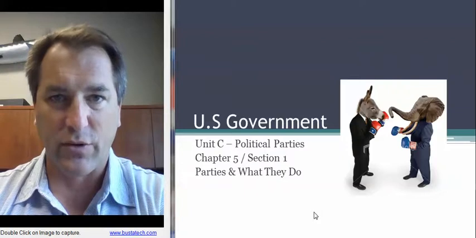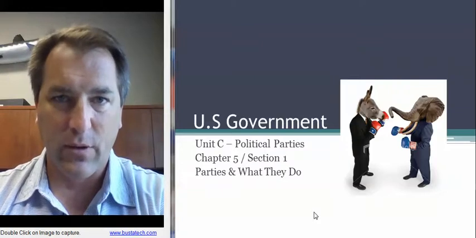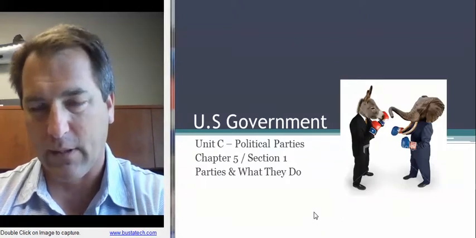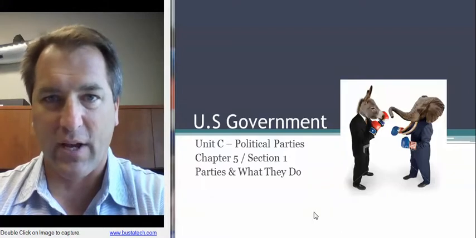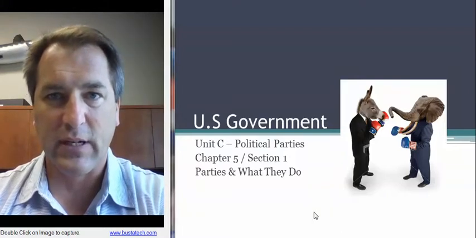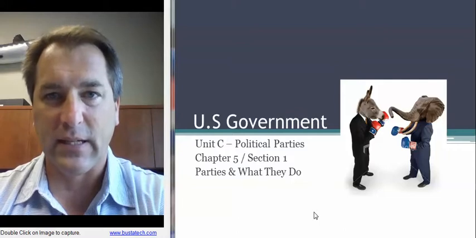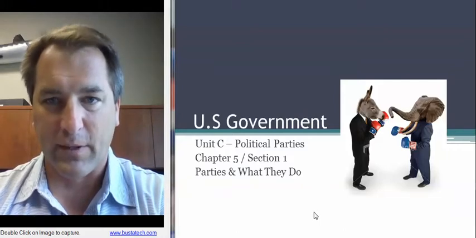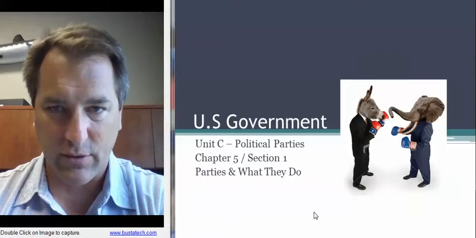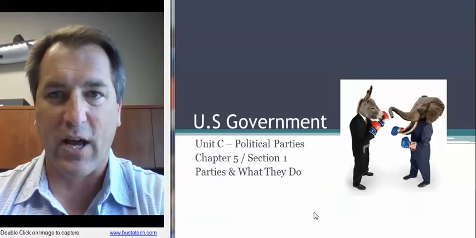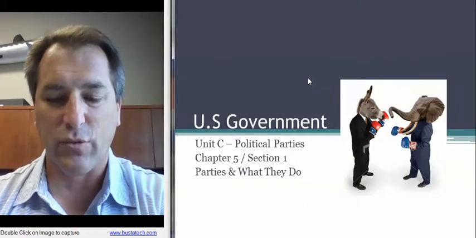But by and large, we are a two-party system where every presidential candidate in the last numerous years has either been a Democrat or a Republican. And almost all 435 House of Representatives members and all 100 senators are either a Democrat or Republican. The other thing to remember about political parties is that the main goal of political parties is to win elections. Win elections. Let's take a look then at Chapter 5, the first section, on what parties do.